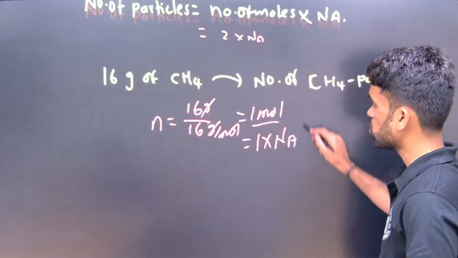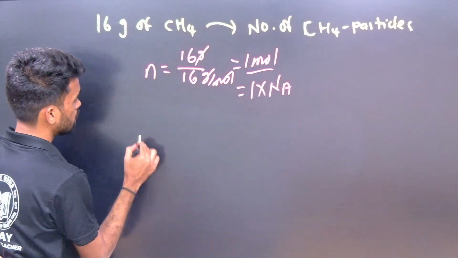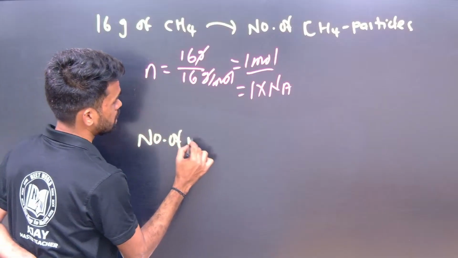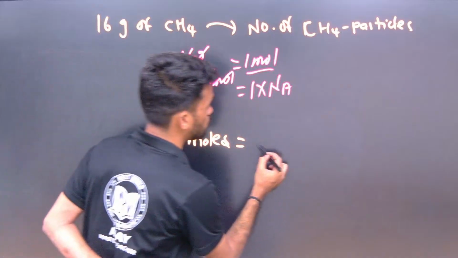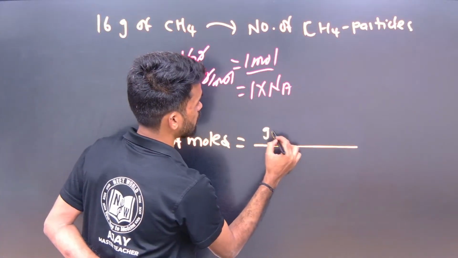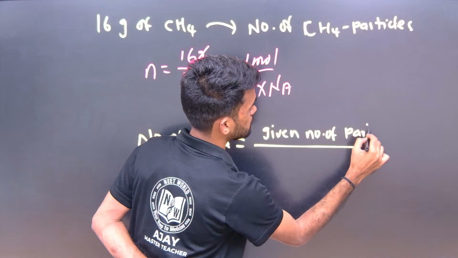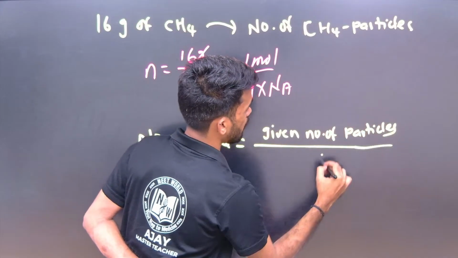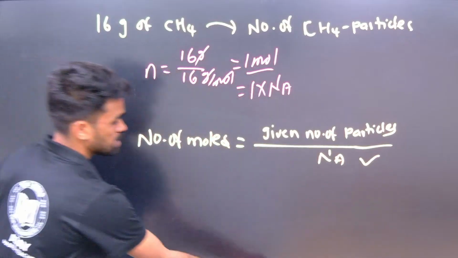Okay, now one more method you have. If they ask number of moles by giving number of particles, just use this formula. Number of moles is equals to given number of particles by Avogadro number. Okay, so now one last method is there.